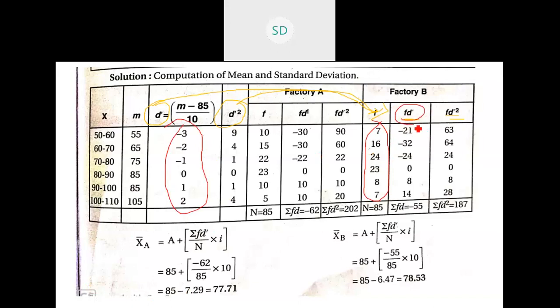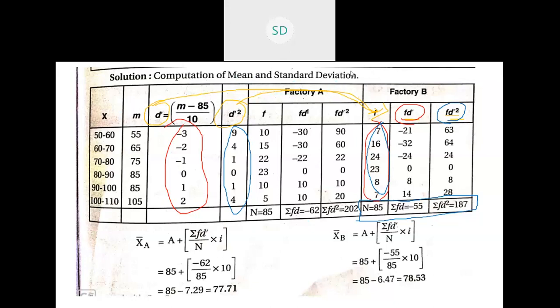So what do we get? Fd dash. Then after this we are supposed to multiply the same frequency again with d dash square. So what we will get? Fd dash square. We are going to get this value here. So once we do all of this, again we'll get the main numbers here, which we are supposed to use for calculation. So this completes the table for calculation of mean and standard deviation.